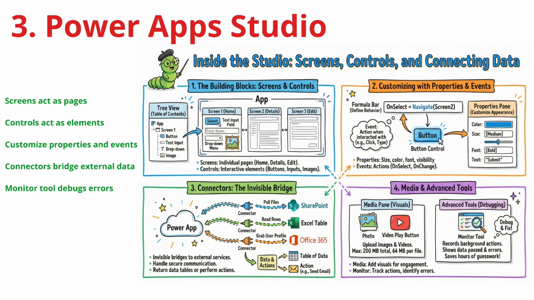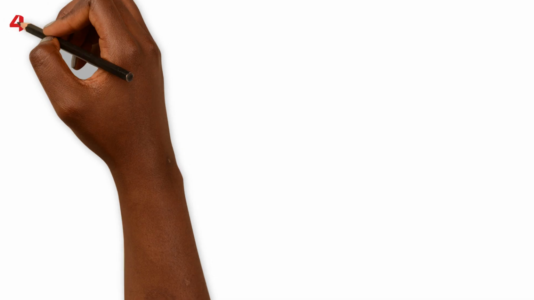Connectors act as invisible bridges, securely linking your app to external services like SharePoint, Excel, or Office 365 to read data tables or perform actions like sending emails. Finally, you can make your app visually engaging by uploading images and videos through the media pane. And if things aren't working right, the Advanced Monitor tool is there to help you debug errors and save hours of guesswork.